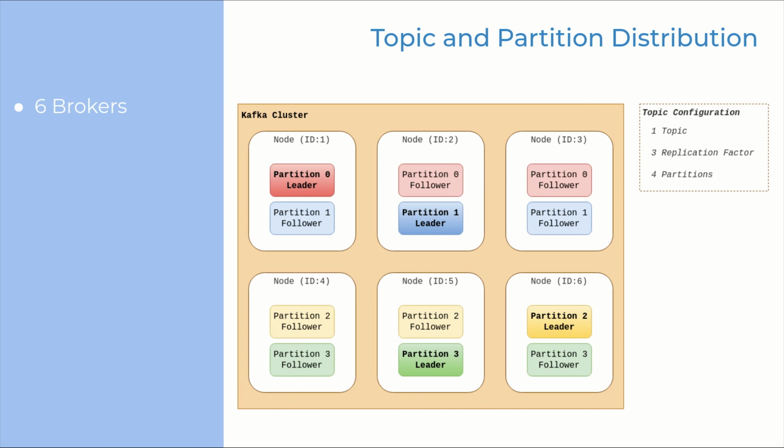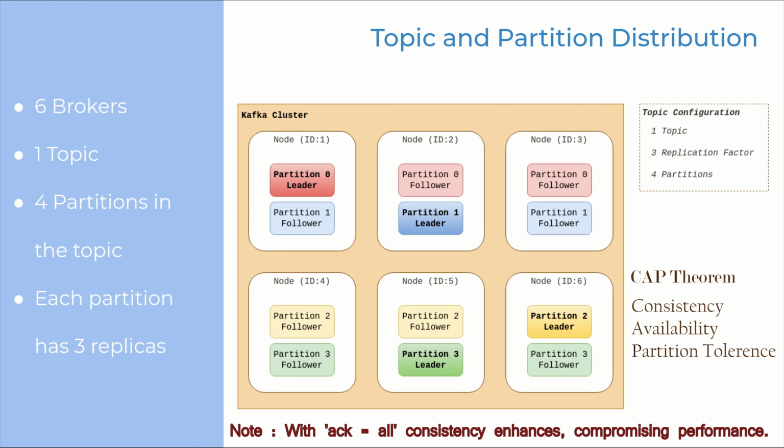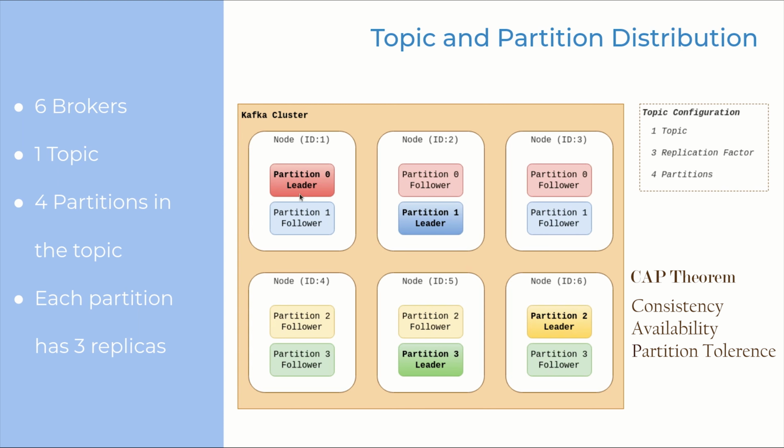Here I have a 6 broker setup of this cluster, and let's say we have only one topic, and it has 4 partitions: 0 in red, 1 in blue, 2 in yellow and 3 in green. As you noticed, each partition is replicated to 3 nodes. So when I am creating a Kafka topic, I need to define the number of partitions I want to maintain, which is 4 in this example, and the replication factor of each partition, which is 3. And according to the CAP theorem, Kafka is partition tolerant with eventual consistency. And you can see each partition has a leader and a set of followers.